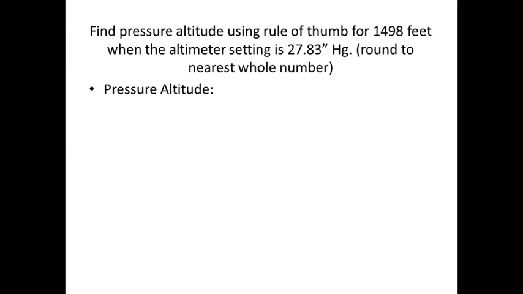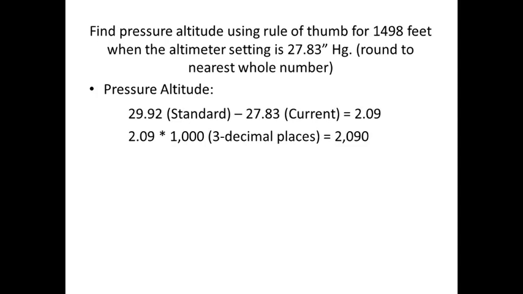So you calculate that. I know that in your course videos, you had several options that you were given. Here's one more. You start with standard. Standard pressure is what? 29.92. And you subtract your current altimeter setting from that to get the difference. In this case, the difference is 2.09 inches. 2.09, you multiply that times 1,000, or move the decimal place 3 places to the right. So your difference then between standard pressure altitude and current pressure altitude is 2,090 feet.